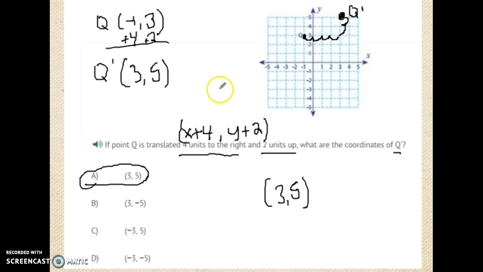So if you're given a graph, you can just count. If you're not given a graph, you can use your mapping rule. Either method works.